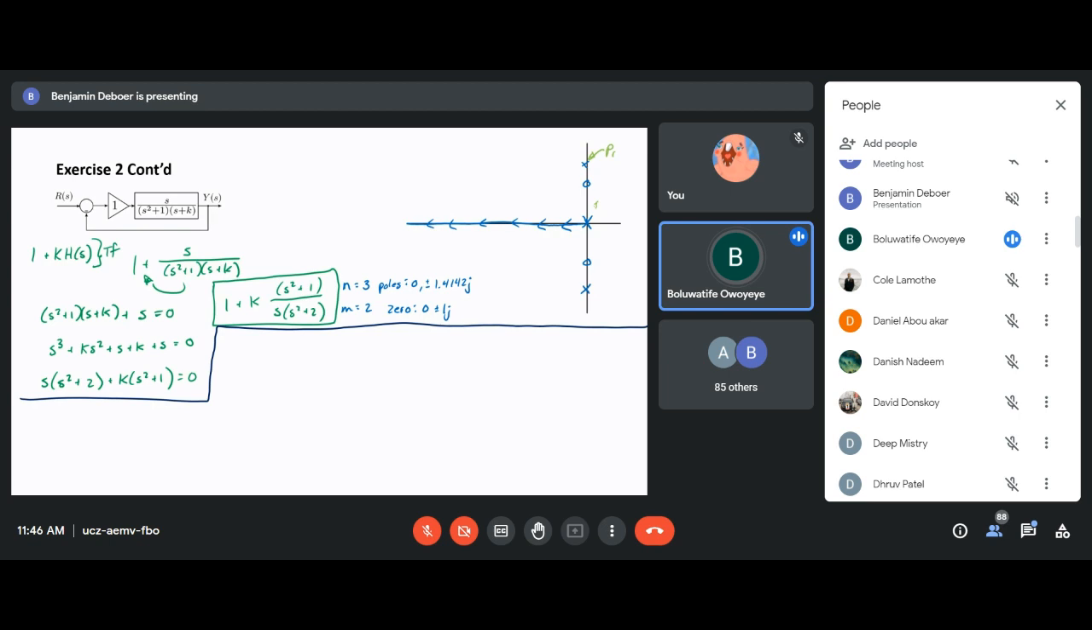Sorry, could you repeat that rule again? You said something about having an odd number of poles or something.